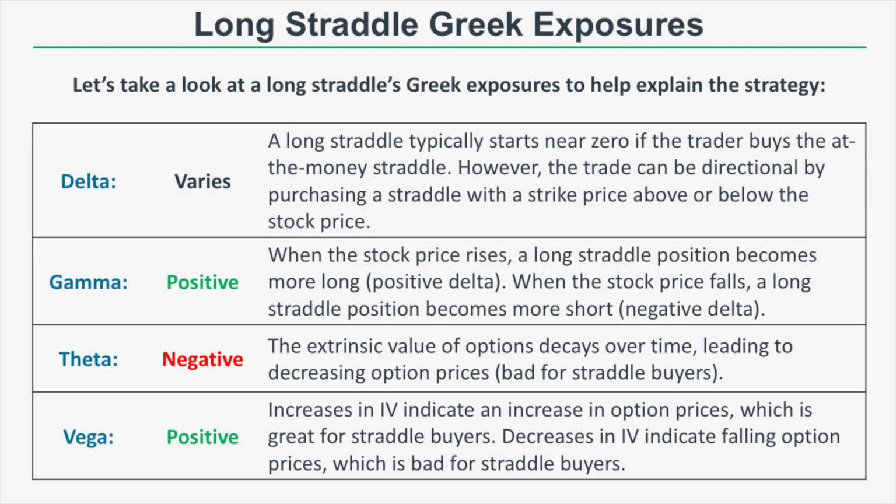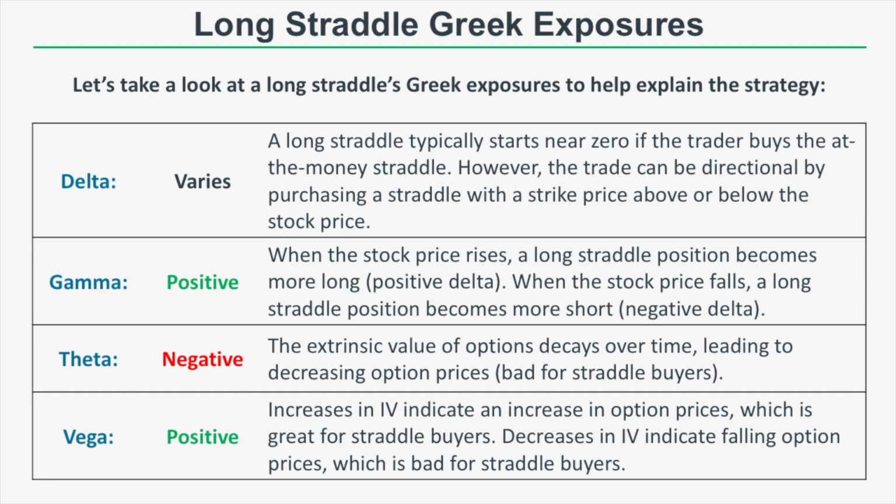Now, in terms of gamma, a long straddle has positive gamma, and that's really what drives the profits of the strategy. So, positive gamma means that when the stock price rises, a long straddle becomes more directionally long, and that means you want the stock price to continue upwards because now that you have a positive delta, you'll start to make money if the stock price continues to rise.